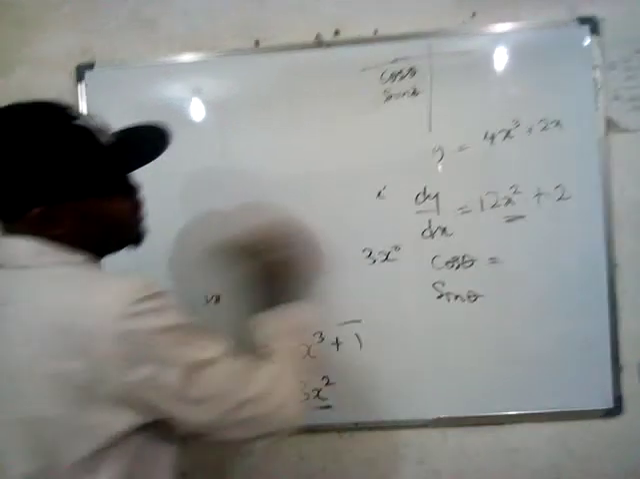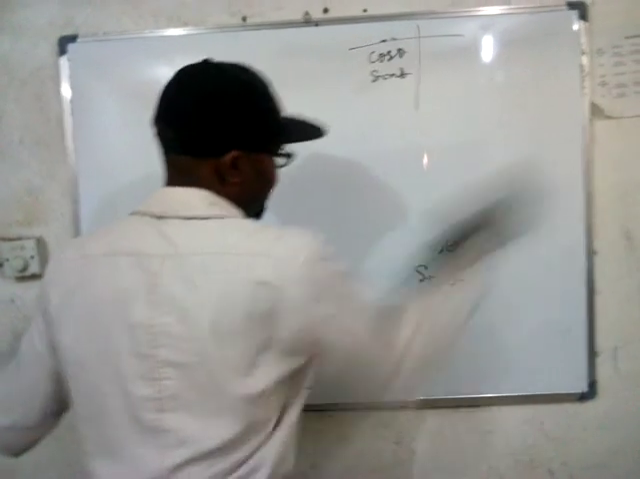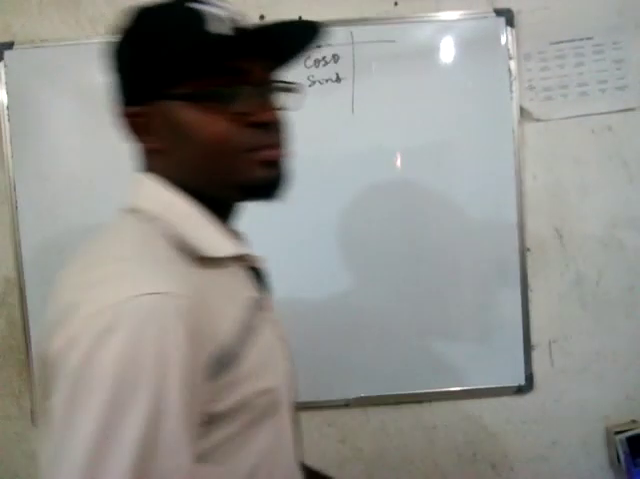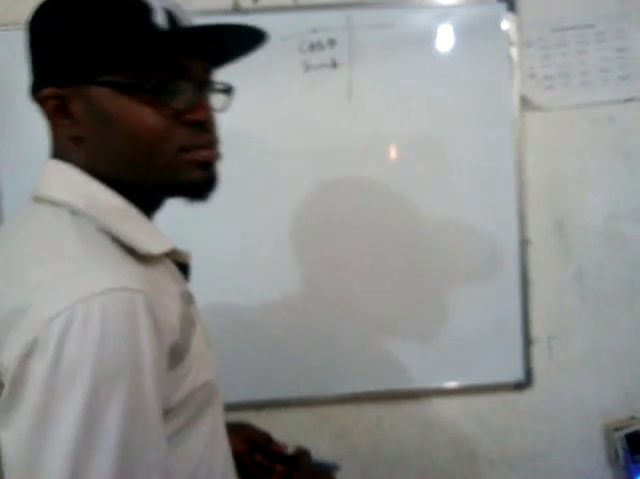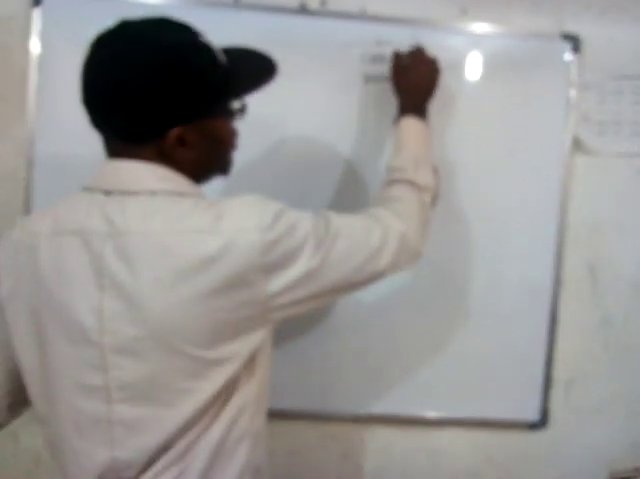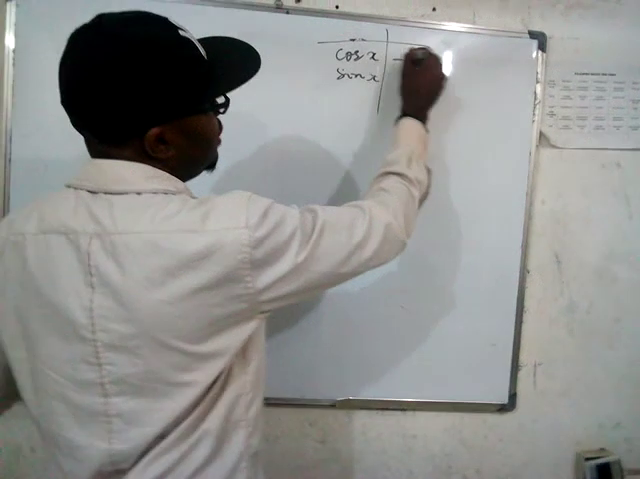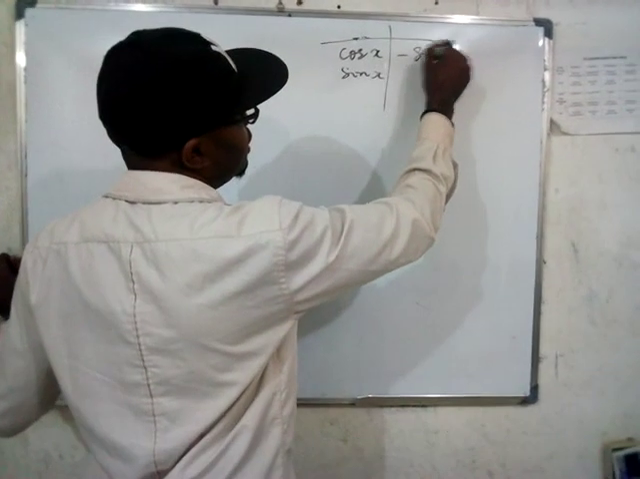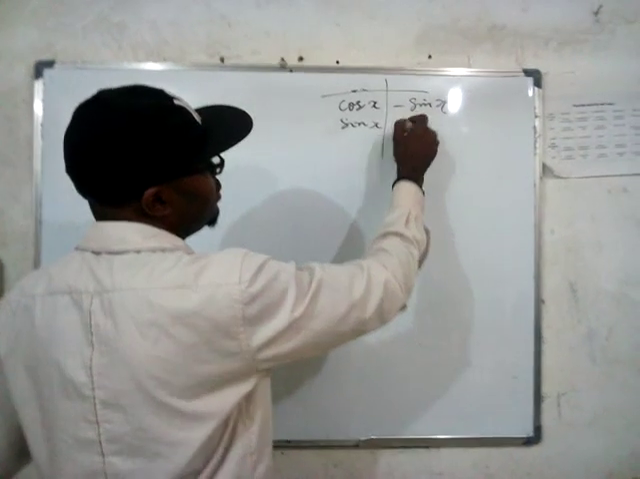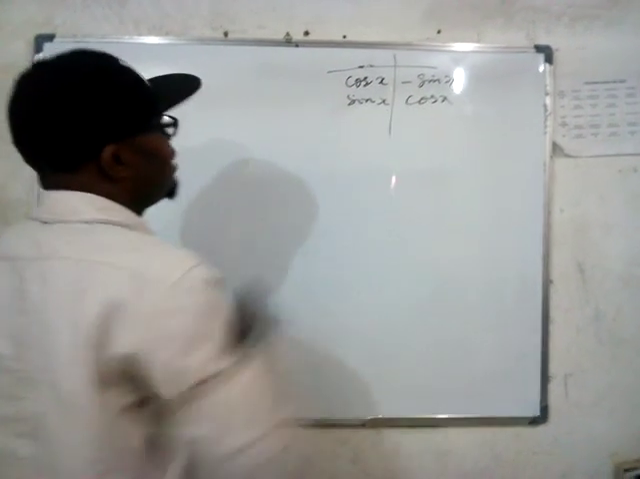After checking, you do this assignment. What does it give? Sin x, when you differentiate it, gives cos x. Cos x, when you differentiate it, gives minus sin x. While differentiation of minus sin x gives minus cos x. So now do this assignment.